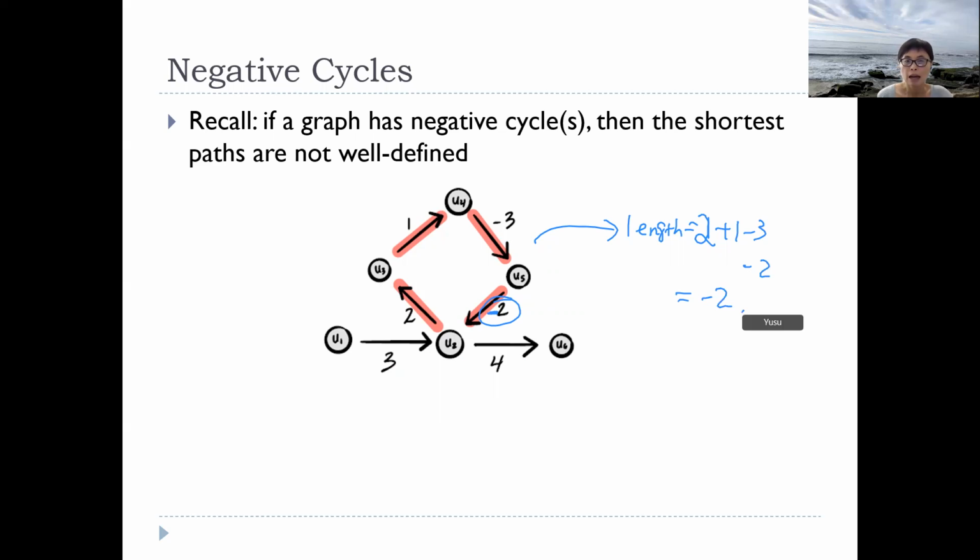Now recall what's the issue with the negative cycle. The issue is that if I have a negative cycle, I can just keep decreasing my path length. I can keep circling around the negative cycle, and then the distance of a path going from U1 to U6, if I just go around this many times, just keeps decreasing. There's no end. You can do this an infinite number of times.